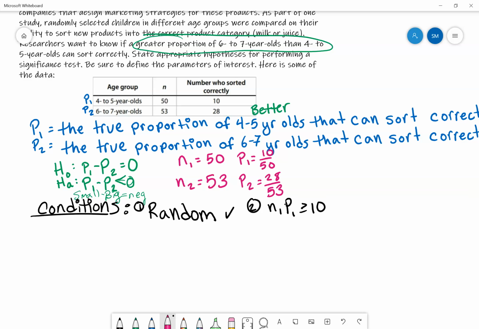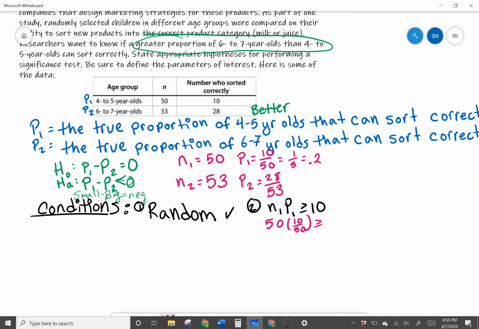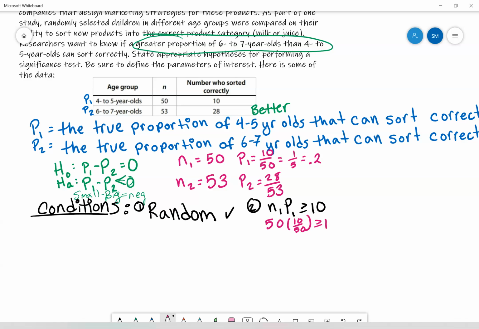So now we're just going to plug it in. So 50 times 10 over 50. If you want to put it as a decimal, you can, 1/5, which equals 0.2. That's fine. Is that greater than or equal to 10? So 10 is greater than or equal to 10, so that's good. So let's check out the next one.